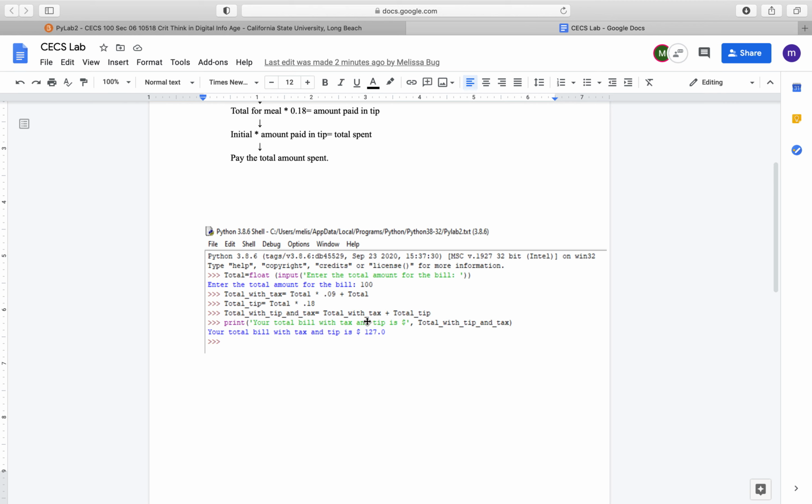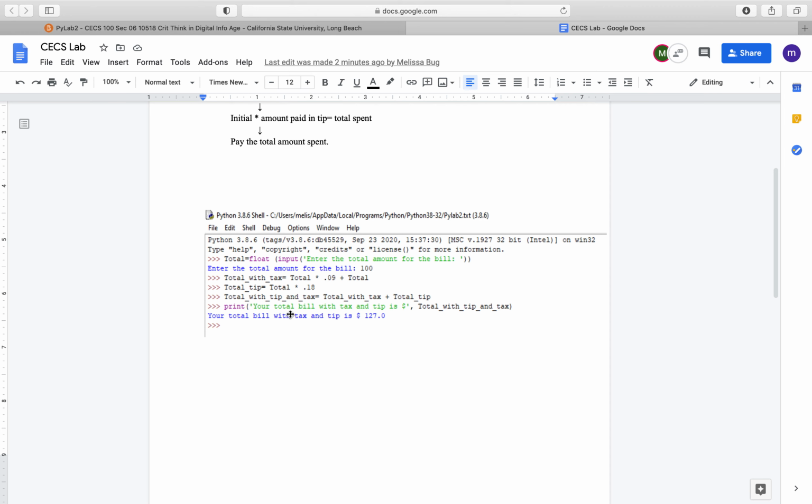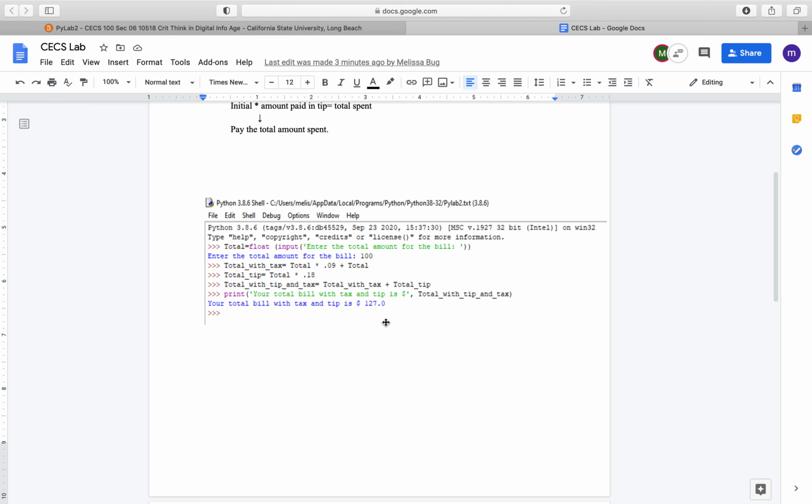Once done with that, you can just add the total we just calculated, the total of tax and the total of tip, and with the total and everything, this is your total bill at the end, which is our output, $127. Yeah, that's our lab.